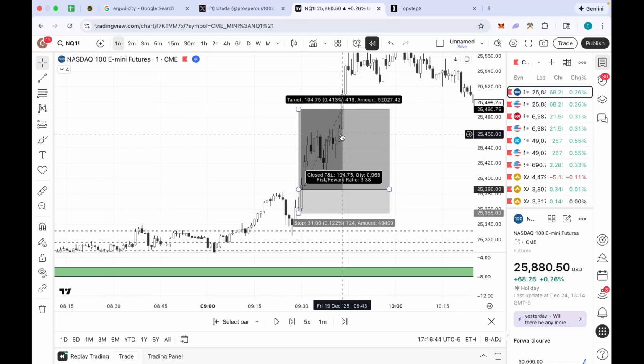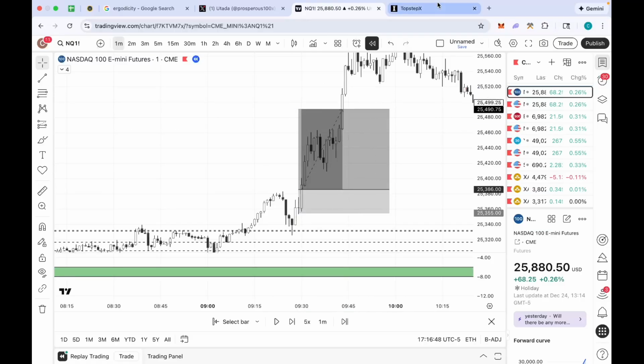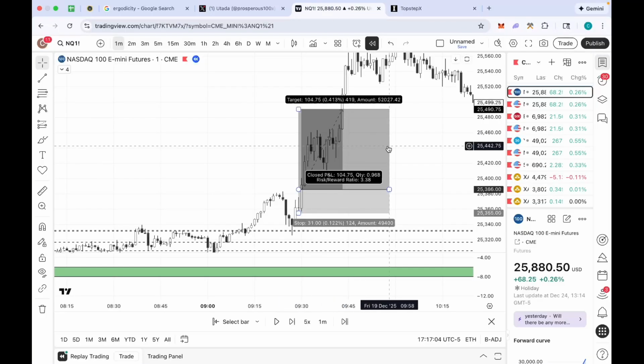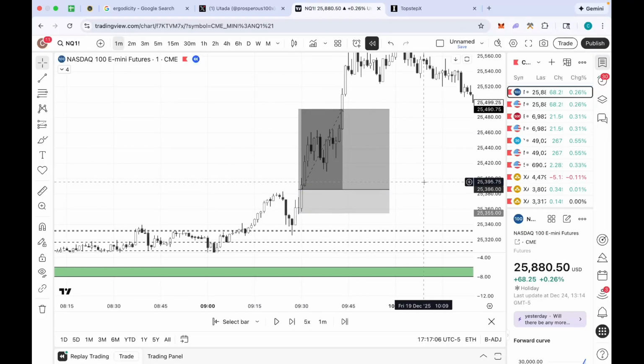The trade was roughly a quick 15 minutes. We had 3 express funded accounts, as you can see here, 3 express, and we made 1.2k. So you do the math, 1.2k times 3, it's roughly 3.6k, 3.7k, whatever it is. Yeah, in 15 minutes, can't complain. This was a very good trade.